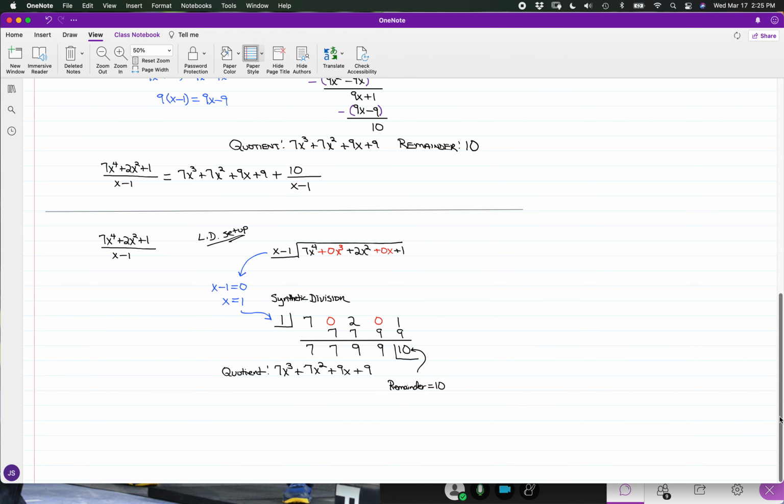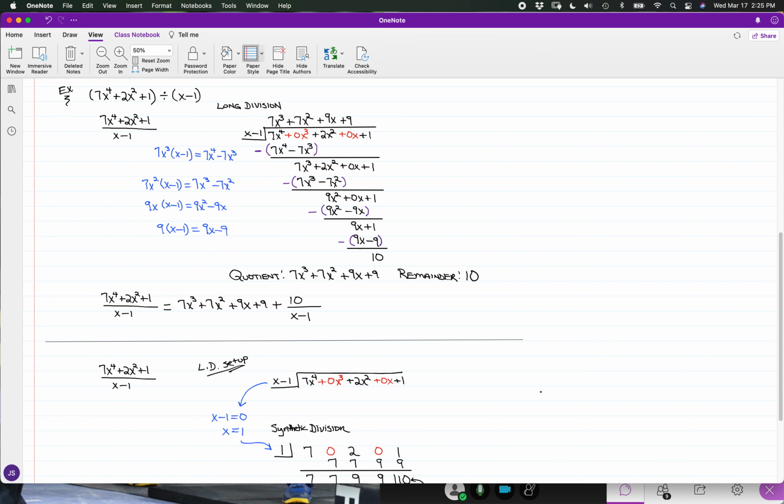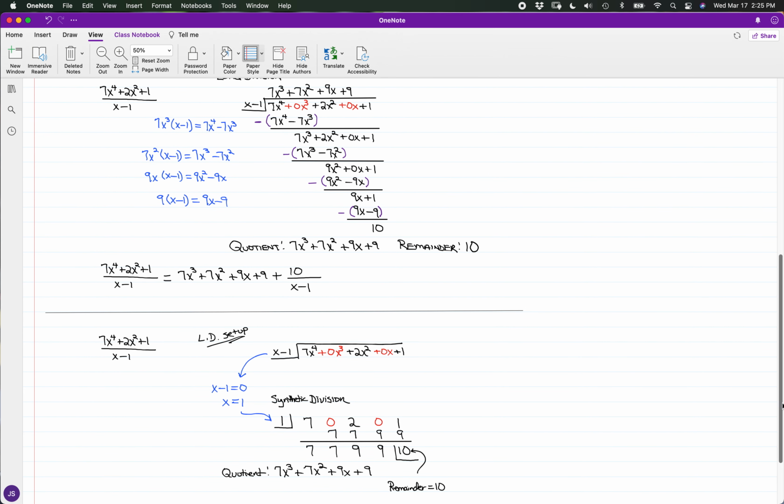So in comparing the two approaches, whenever we had long division, we had the quotient 7x cubed plus 7x squared plus 9x plus 9, and we got it here in the synthetic division. And in both cases, we come out to the very same remainder.